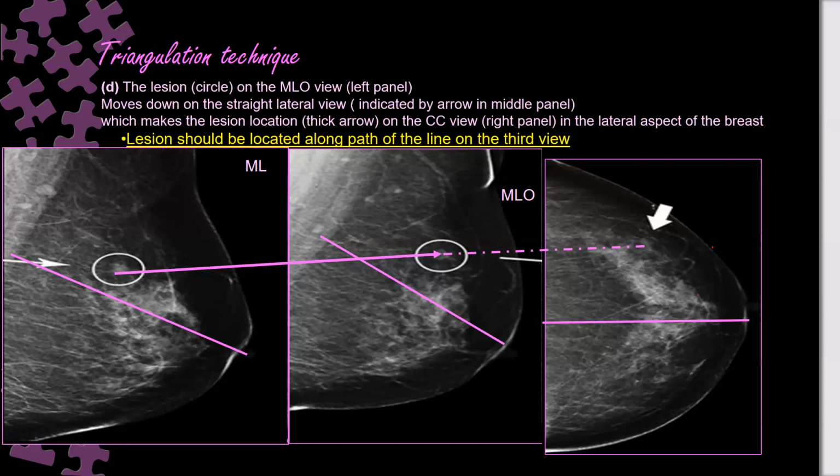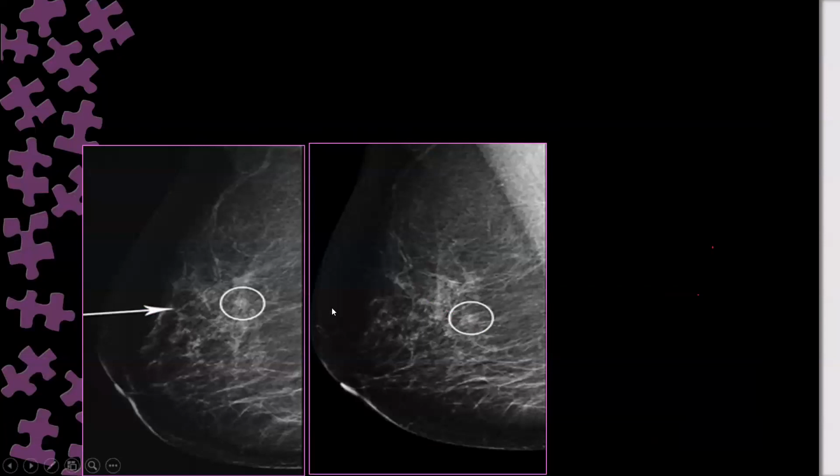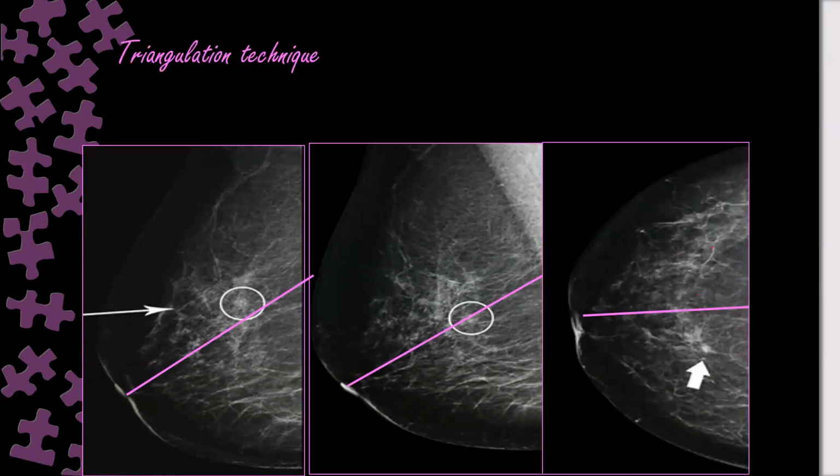Let us see another example. Okay. So this is the ML, the lesion, and this is the MLO. So the lesion moves up. It is expected to be medial. This is the CC. So let us draw the line.